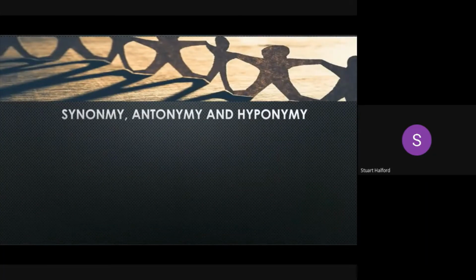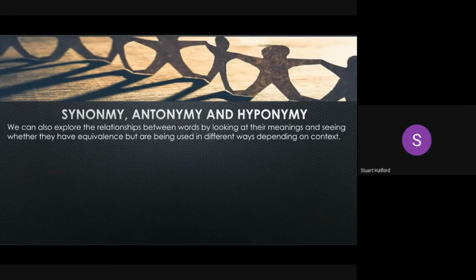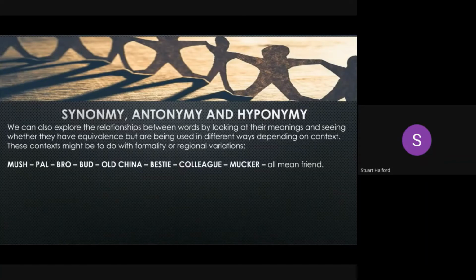So let's move on to synonymy, antonymy, and hyponymy then. So we can also explore the relationships between words by looking at their meanings and seeing when they have their equivalents or a total contrast to them. And they may be used in different ways depending on the context. And these might have to do with formality, regional variation, situation, and we'll possibly get into regional variations a little bit later on in the course.